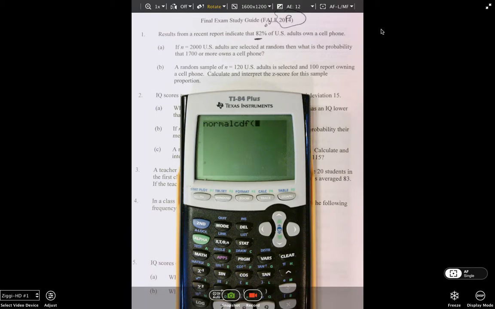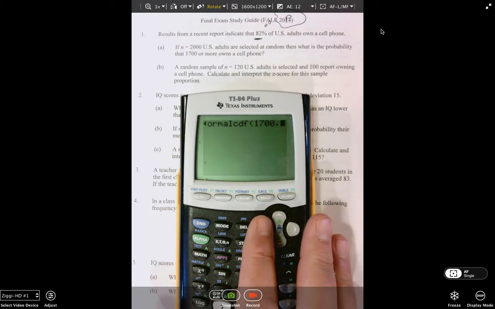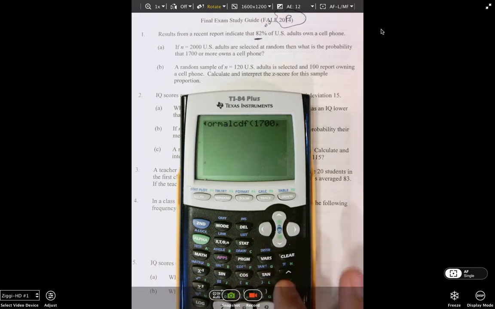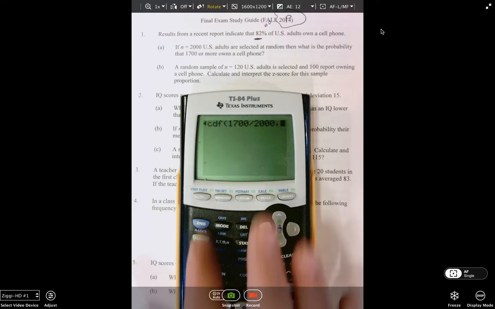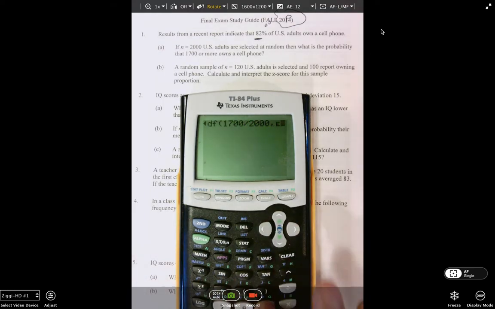the calculator. And guys, it is so tempting to put that in your calculator, and some of you did back on the second exam. But you have to remember that's 1,700. How many it's taken out of is an important part of the problem. So we've got 1,700 out of 2,000, and we want to run this to positive infinity because we want more than.